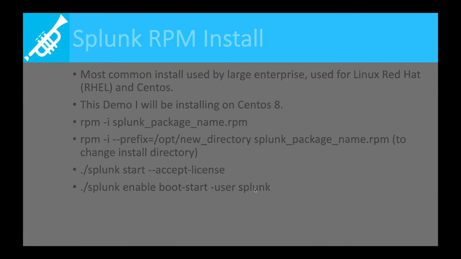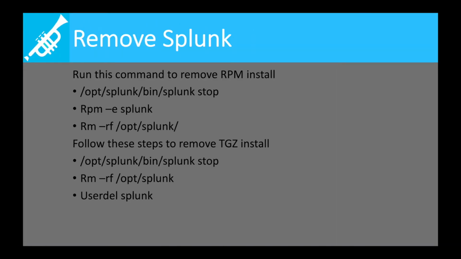Okay, next we're going to remove Splunk. Now, when you're using an RPM installer, you can use the following commands. You would first stop Splunk, use the rpm -e splunk, and then also rm -rf /opt/splunk to remove any leftover files. And if you're using the TGZ, you would just stop Splunk, remove the directory, and also delete the user.